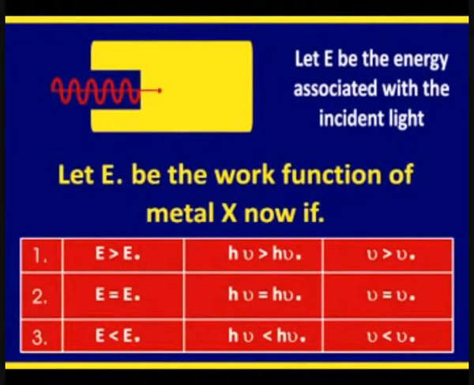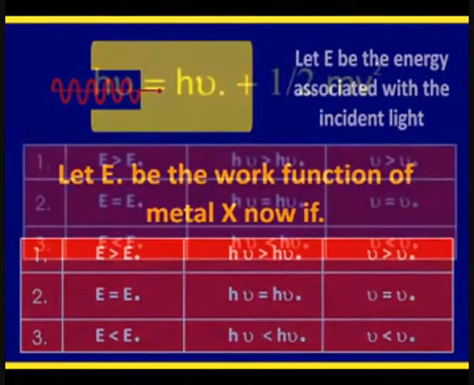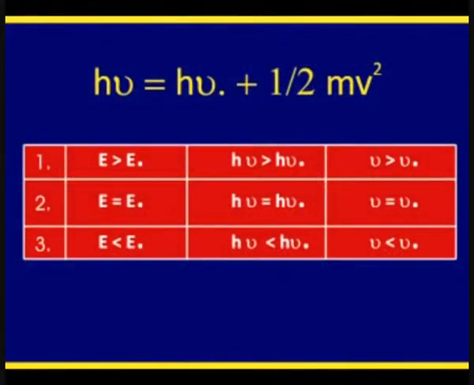Let E be the energy associated with the incident light, and E dot be the work function of metal X. Now, E may be greater than E dot, equal to E dot, or less than E dot. If E is greater than E dot, then h nu will be greater than h nu dot, and accordingly h cancelled, nu will be greater than nu dot. If E equal to E dot, then h nu equal to h nu dot, that is nu equal to nu dot. And if E is less than E dot, then h nu is less than h nu dot, which means nu is less than nu dot.